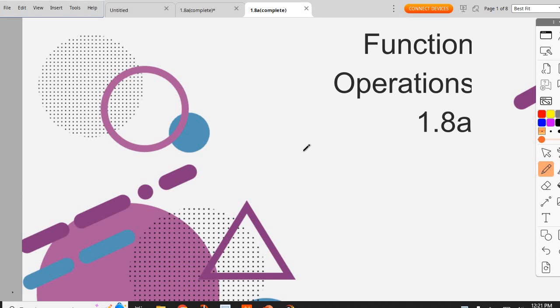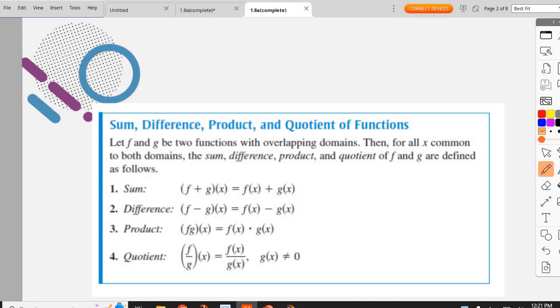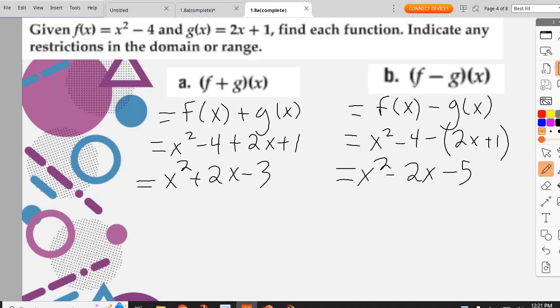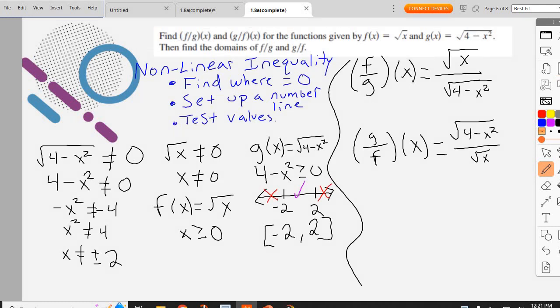We started looking at function operations. We looked at addition, subtraction, multiplication, and division. And we did not quite finish up this last one. So remember, the division was actually pretty easy. The hard part was trying to pick our domain for the function. So remember, we looked at restrictions.